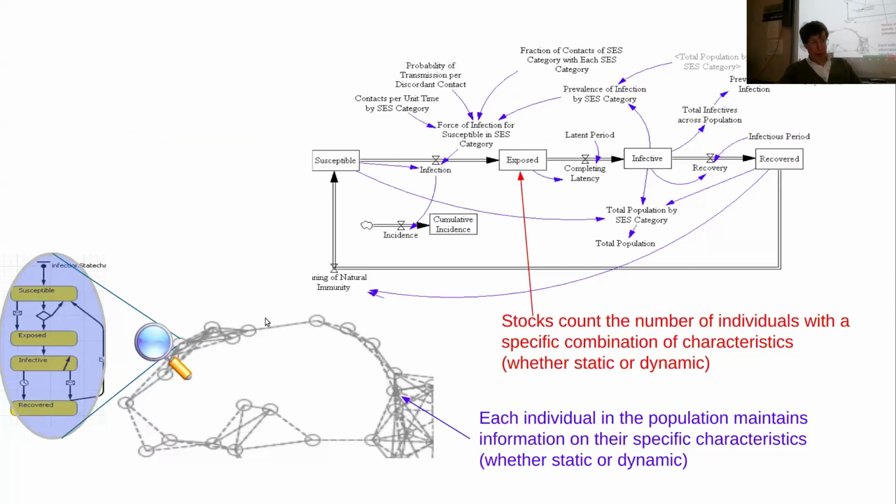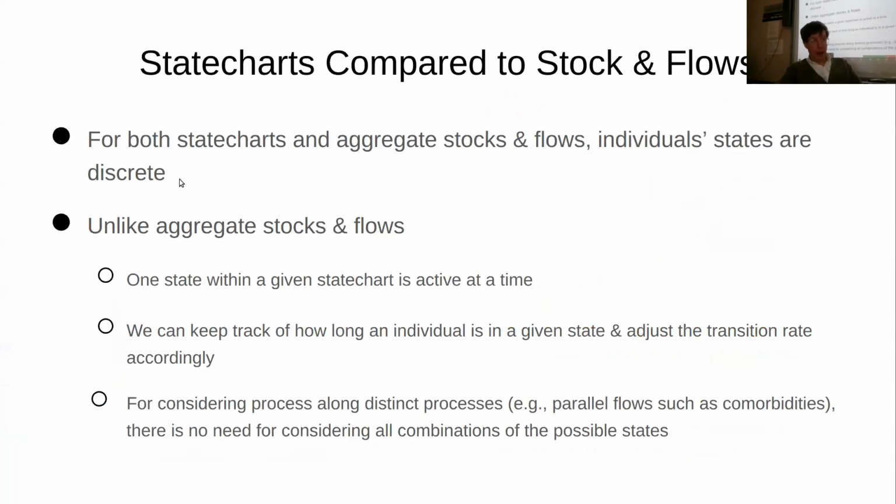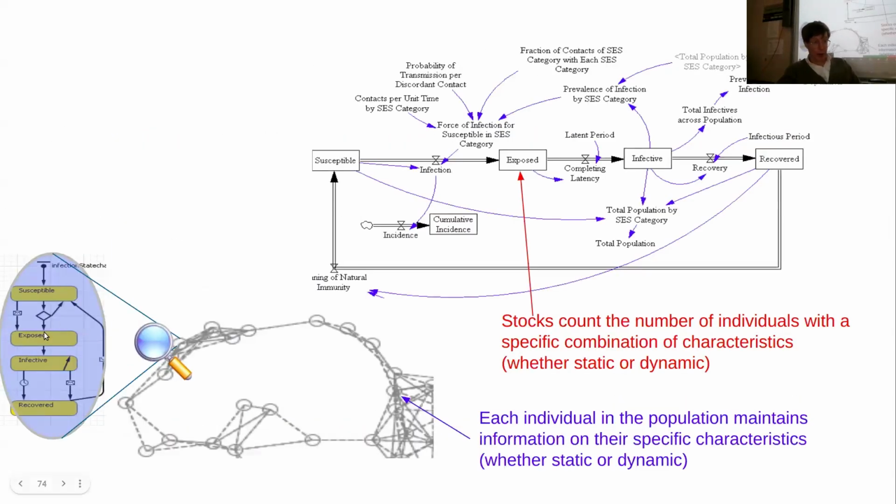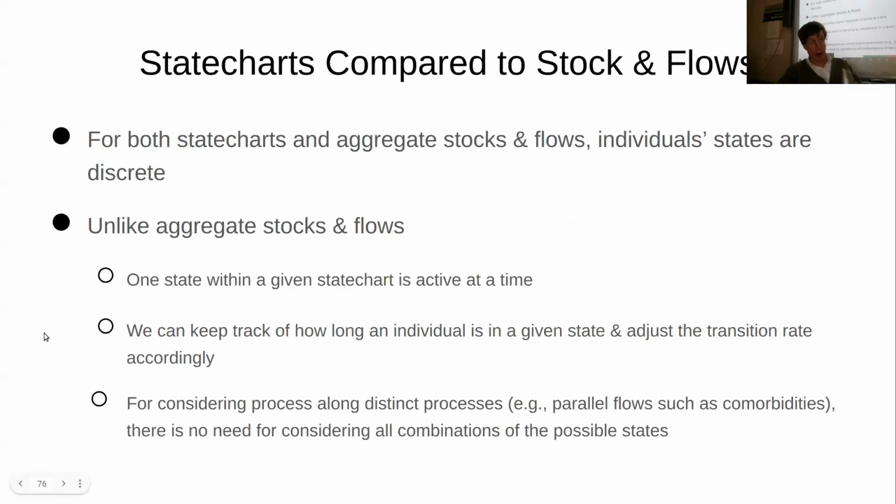I will note that here, with respect to these characteristics, if we have a state chart here, we have stock and flows here. In both cases, we're characterizing things as having a discrete breakdown of people's state. Unlike aggregate stock and flows, within a state chart, for a given person, they're in a specific state of that state chart at a given time, right?